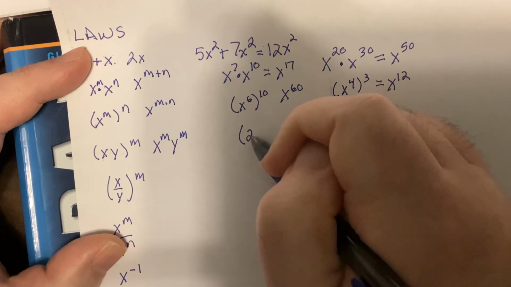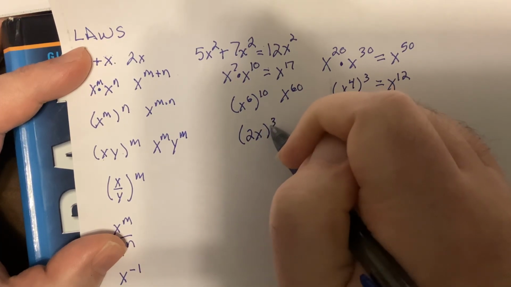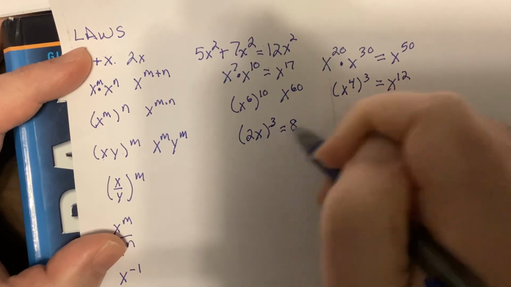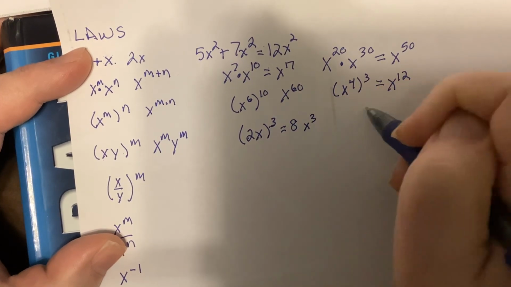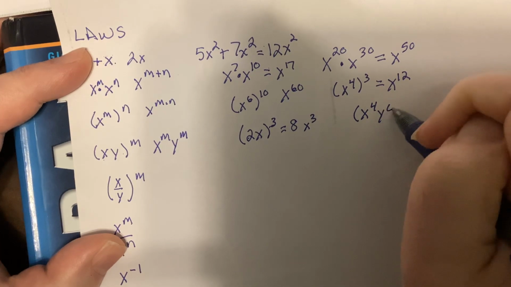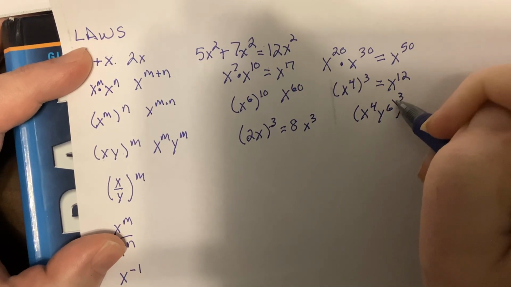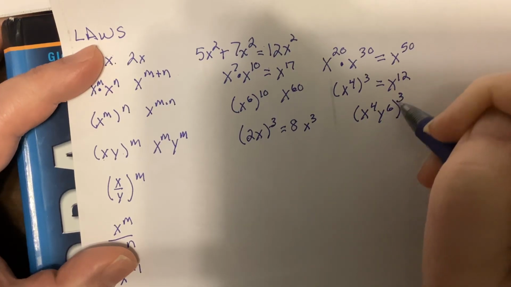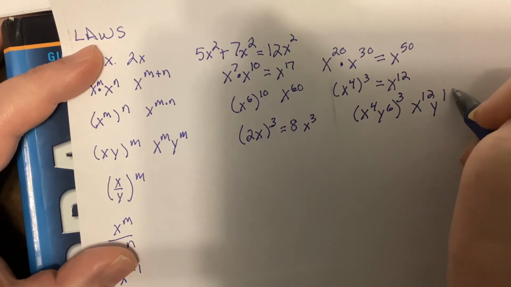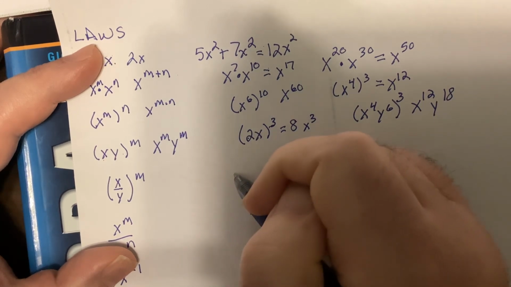So this one, when you have a product to a power, you raise both to that power. So if I have 2x cubed, I'd cube the 2, I'd cube the x. So if I have x to the 4th, y to the 6th cubed, you raise both to the power, so it'd be x to the 12th, y to the 18th.